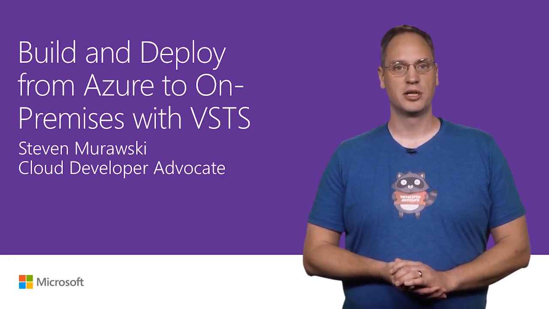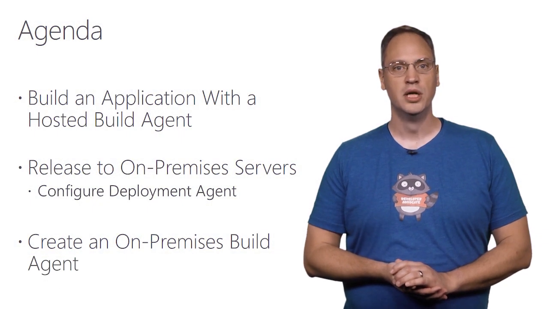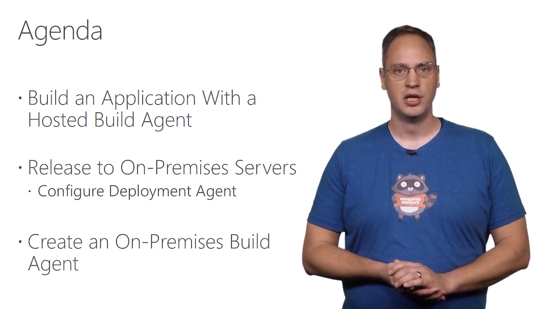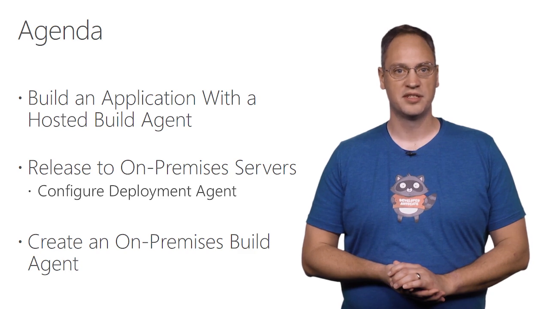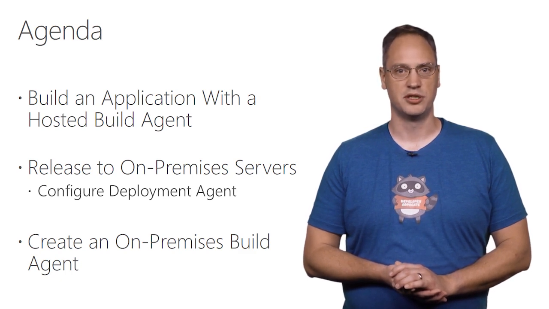In this video, I'm going to show you how VSTS can build and deploy your applications to on-premise environments. We'll walk through a sample build and release pipeline for a .NET web application. We'll build our application with VSTS, then, in the release process, we'll see how we can deploy to on-premise environments. For more control, we'll look at adding an on-premise build agent.